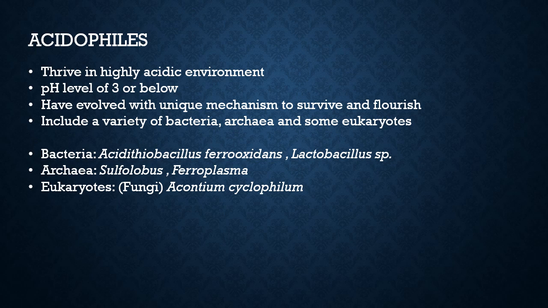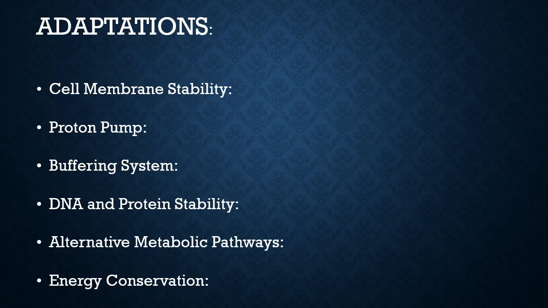Here are a few examples you can see here. Bacteria, for example, you have Acidithiobacillus ferrooxidans, Lactobacillus species. In archaea we have Sulfolobus, Ferroplasma. In case of eukaryotes, there are a few fungi. Here I have listed this one, that is Aconitum cyclophyllum. Okay, easy to remember. So at least try to remember three examples of acidophiles because you may get a question in your Viva exam.